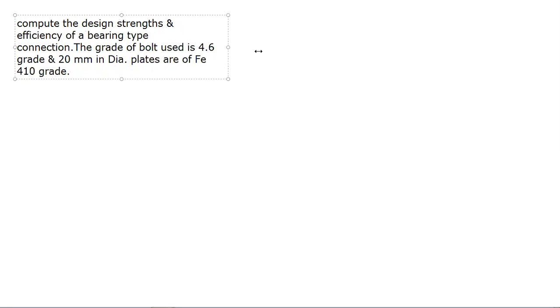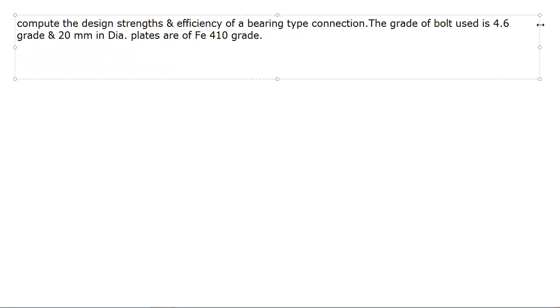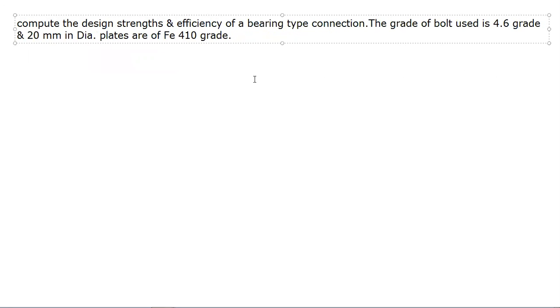It is a simple short numerical. Only the thing is that one diagram is given in this numerical.